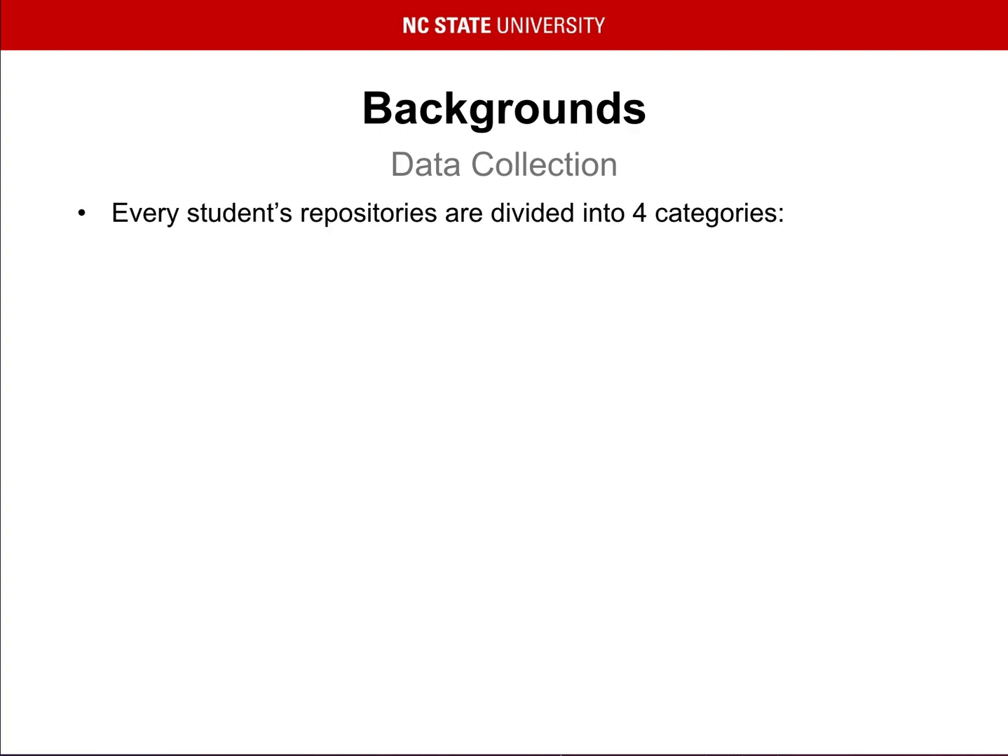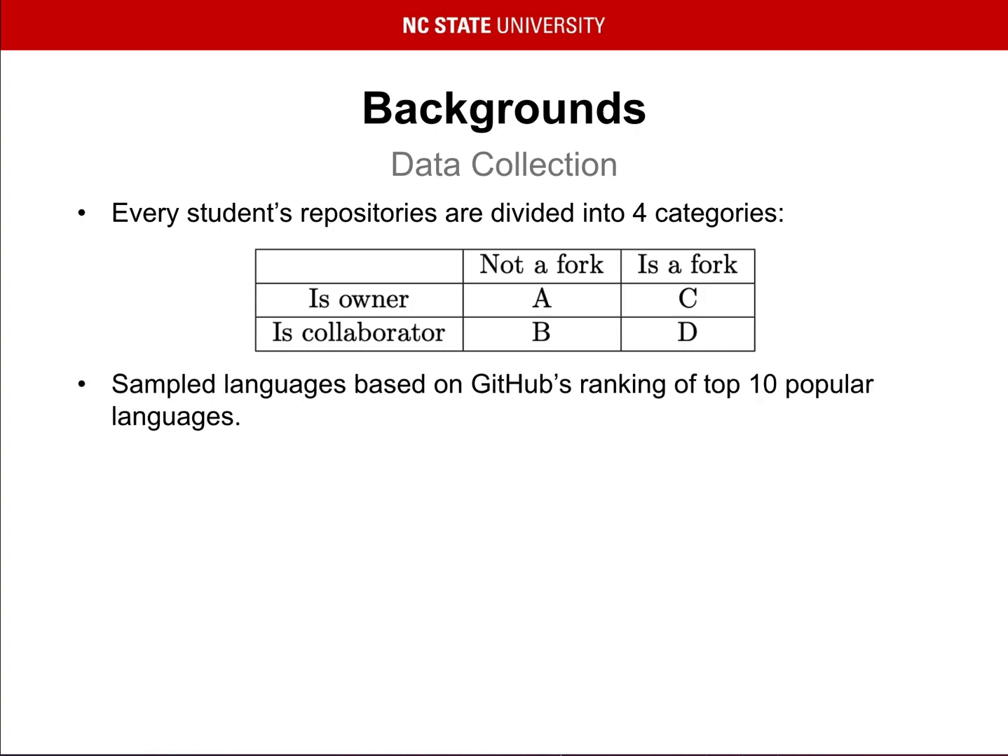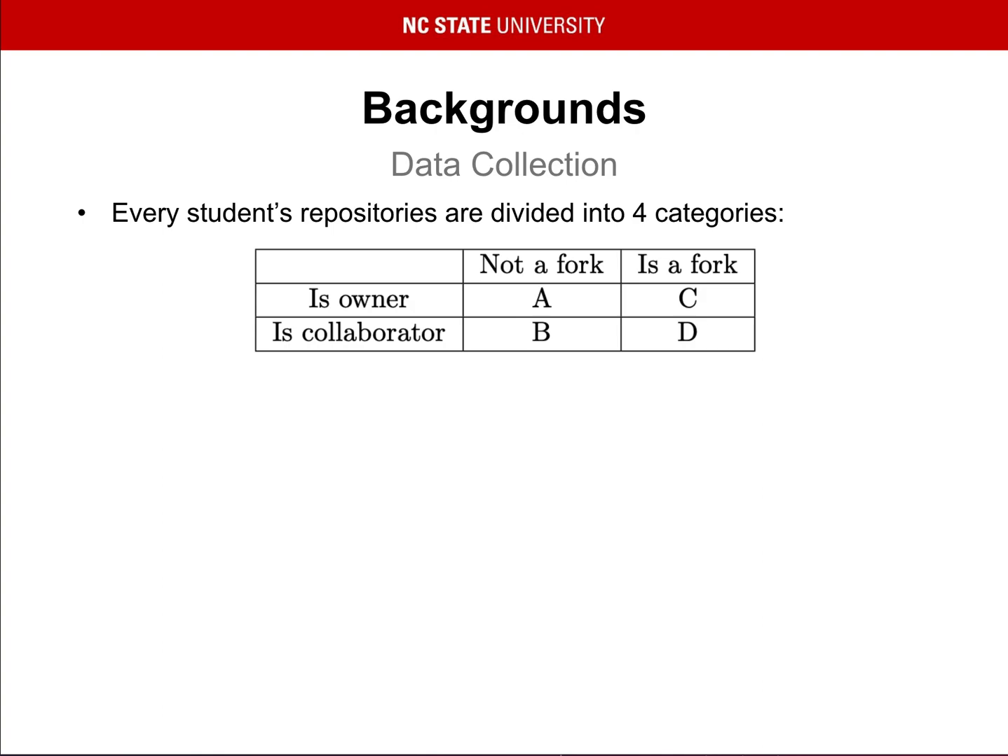We divide repositories into Type A, B, C, and D based on whether the repository is forked or not, and whether the student is the owner or collaborator on the repository. For example, Type A is not forked, and the student is the owner of the repository. Type D is forked, and the student is the collaborator on the repository. We want to see which type of repository can better reflect the student's technical ability.